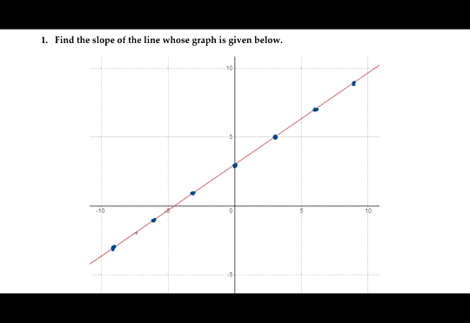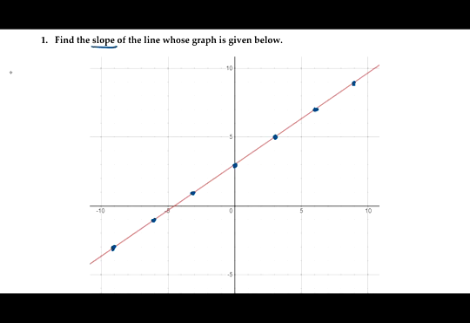Now I've marked in blue the points that correspond to whole numbers for the x and whole numbers for the y's. So they fall on those specific places on the grid. Okay, so we're looking for the slope.